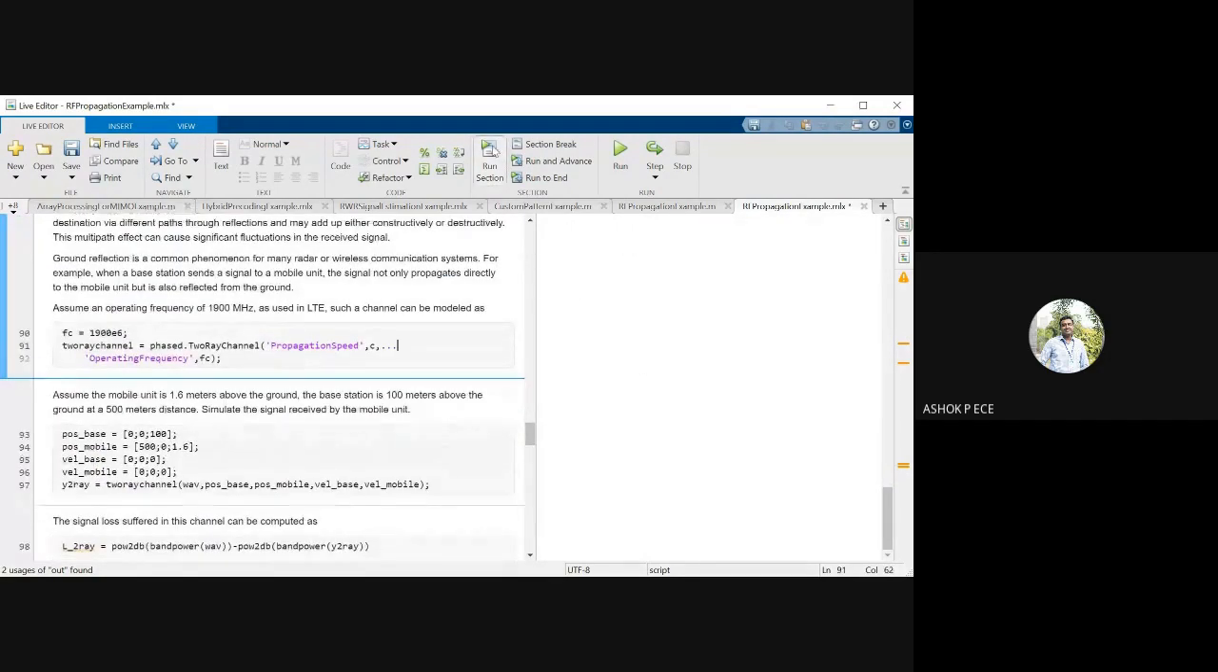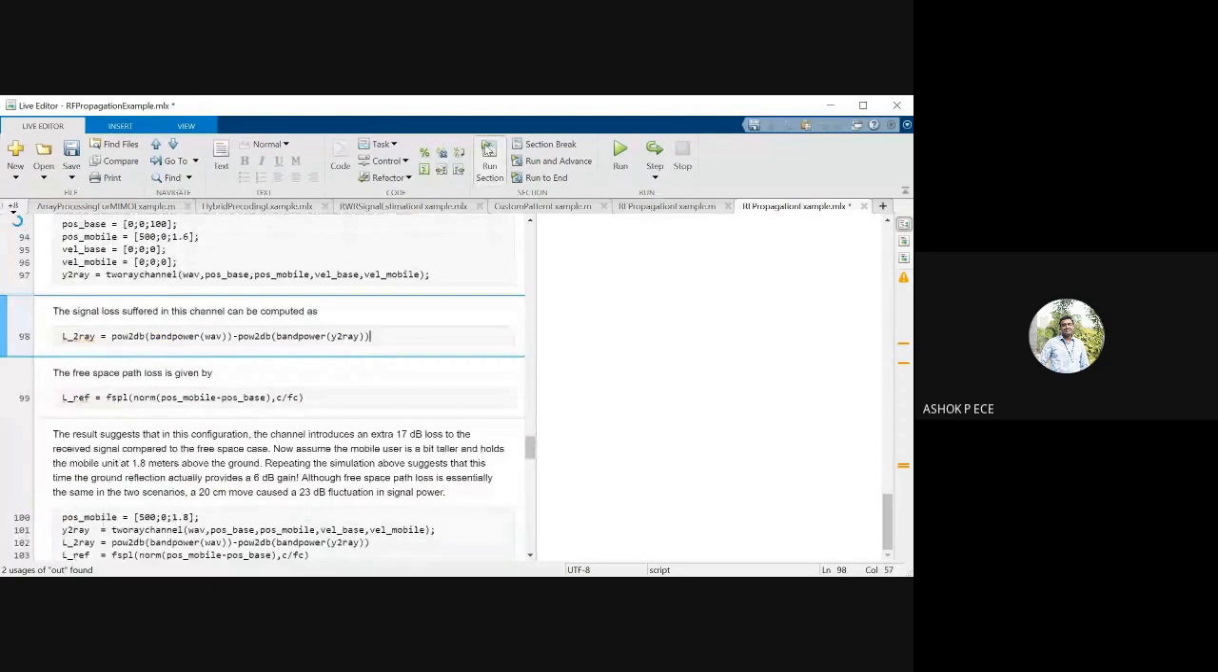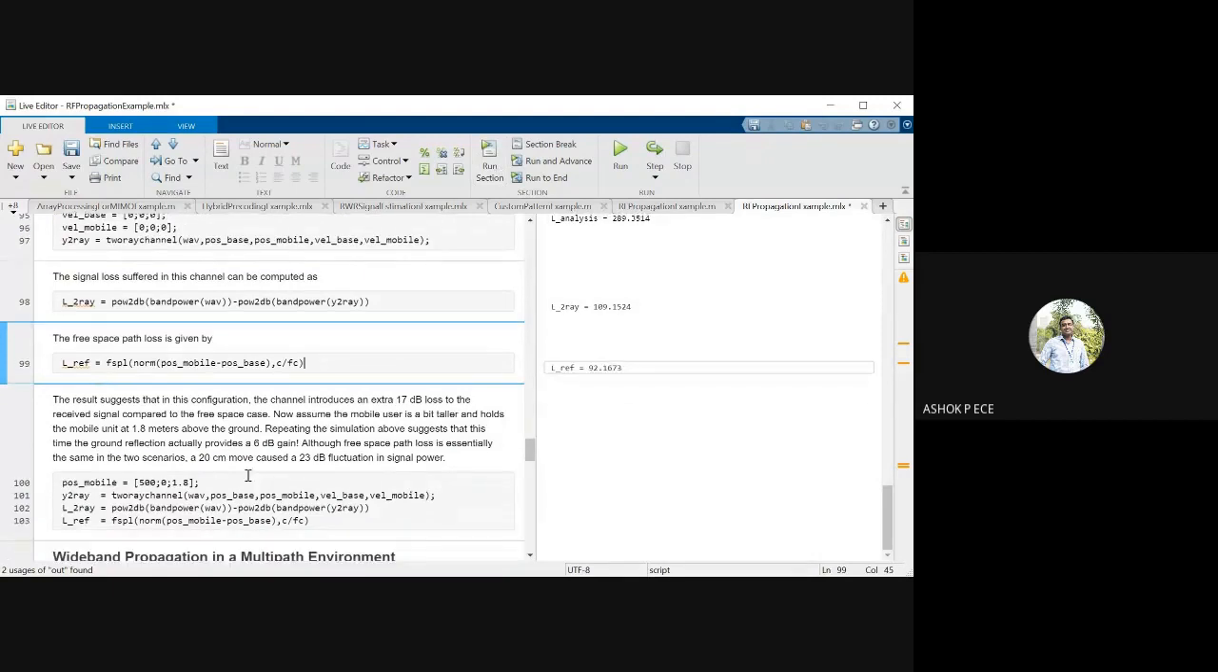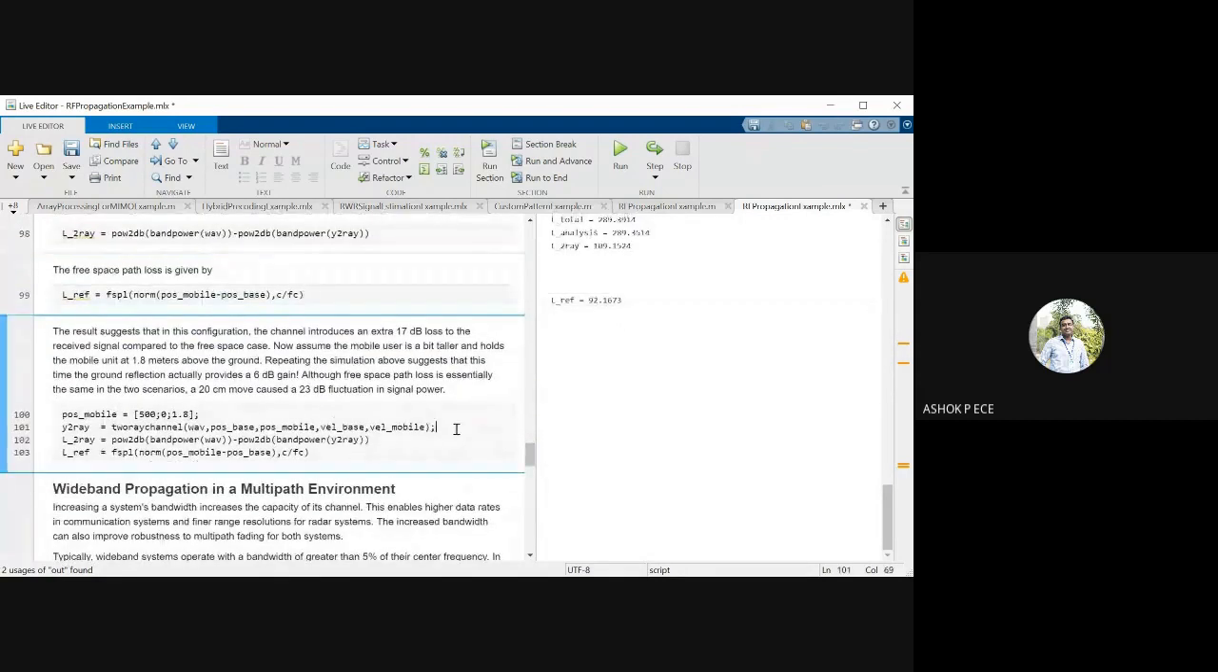Next one is multi-path propagation, what you have in wireless communication. I'm just running each section separately, so this is your direct ray, this is your reflected ray. Direct ray will always have a very high power compared to the reflected ray. Okay, I'm assuming a two-ray model.